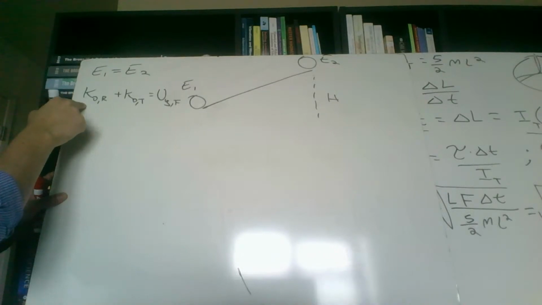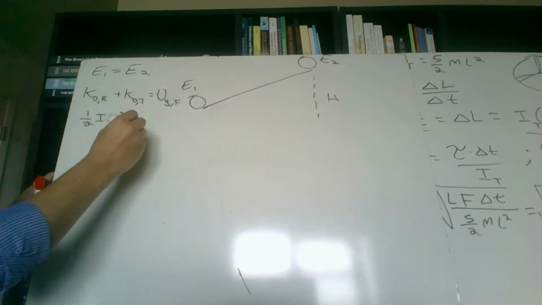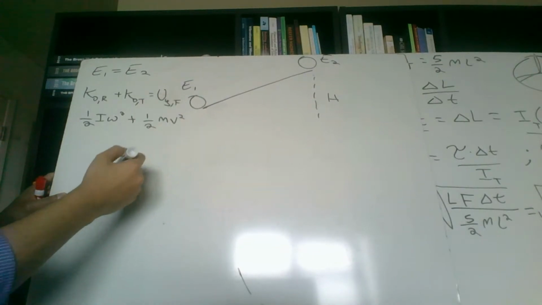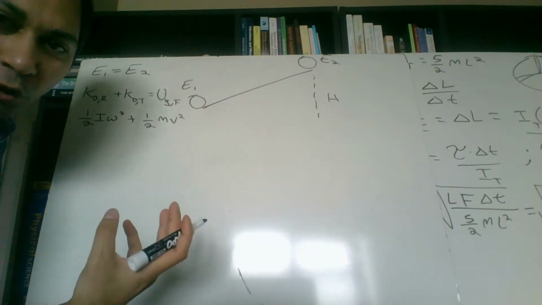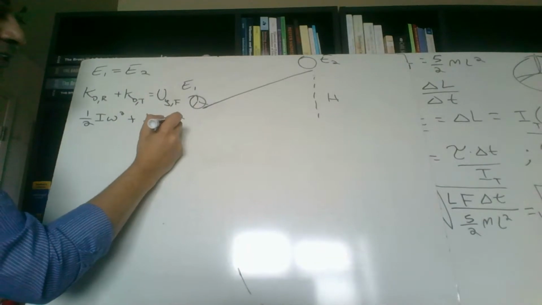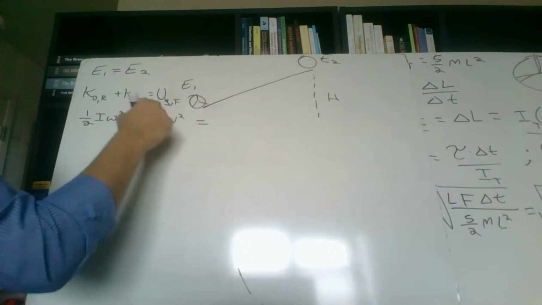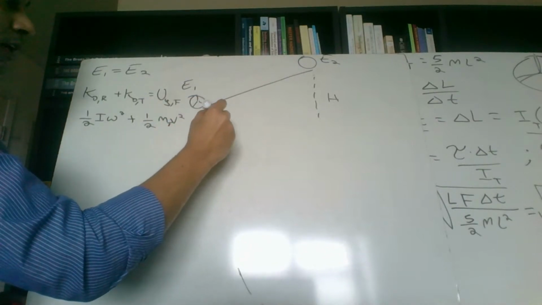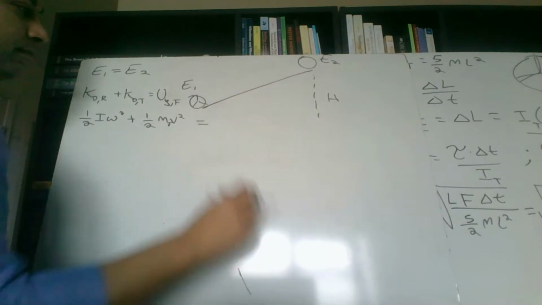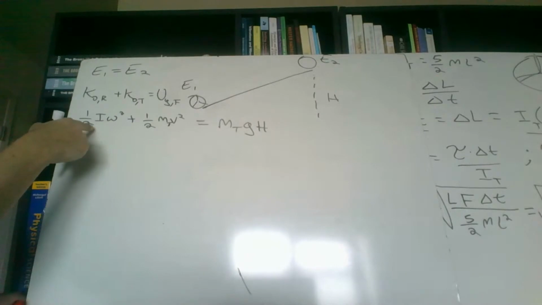So that's the energy equations we're going to be using, and now we can start plugging things in. So kinetic energy rotational is 1/2 I omega squared plus the translational kinetic energy, which is 1/2 mv squared. And the m that we're talking about is the total mass. Remember, this thing has 3 of these plus the mass of the hoop, so I'll call it m total. And all of that is going to equal the potential energy at the top, which is m total g times h.